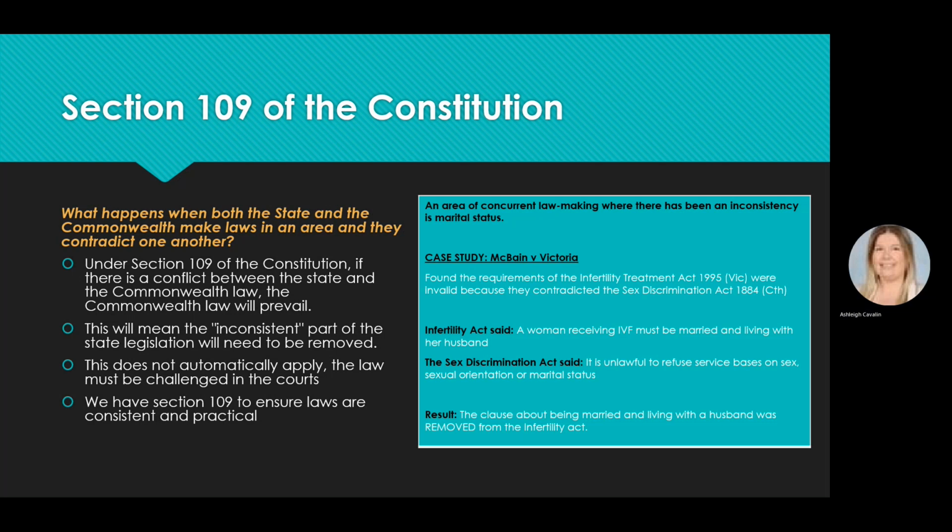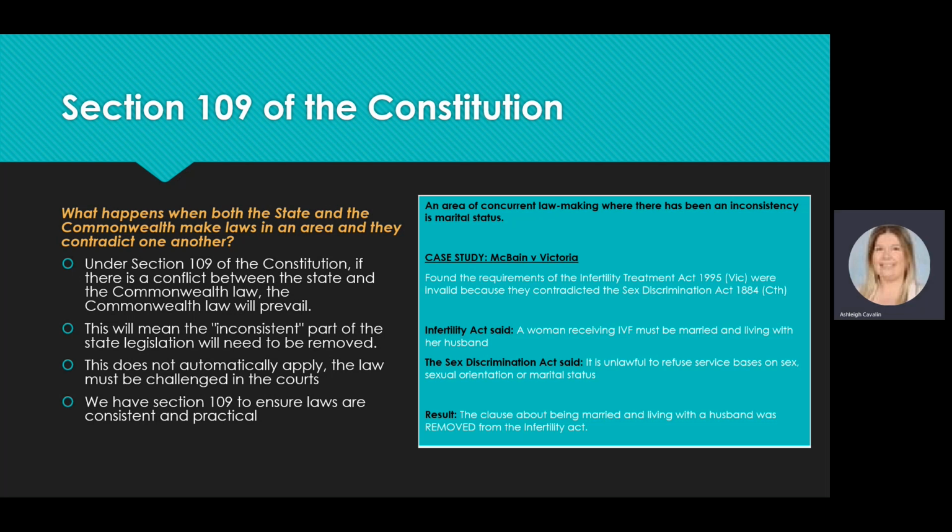Yet, if he said to Lisa, sorry, I can't give you this service, he would be discriminating against her based on her sexual orientation and her marital status. And yet again, he would be breaking the law. What McBain had to do was challenge this and take it to the courts. It didn't automatically kick in.